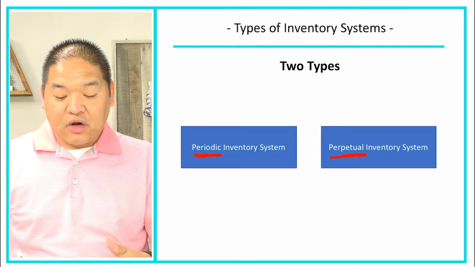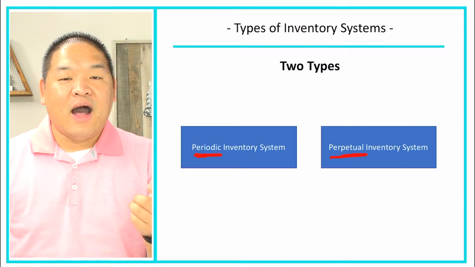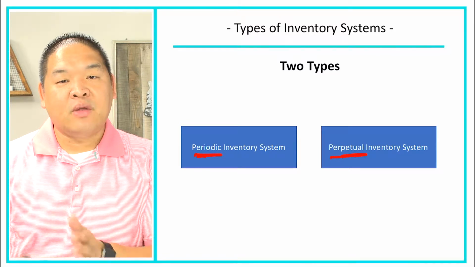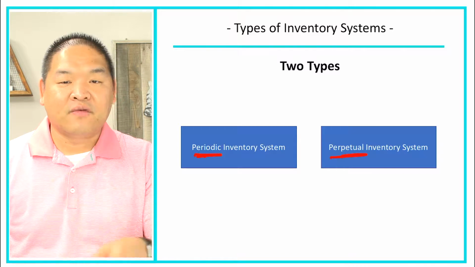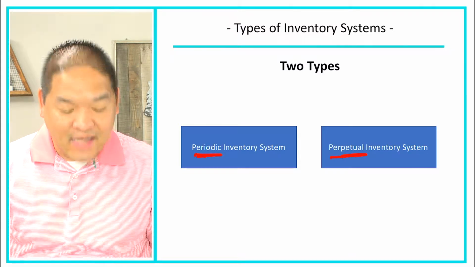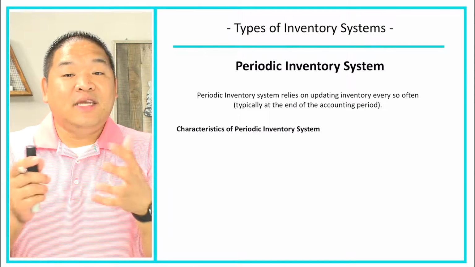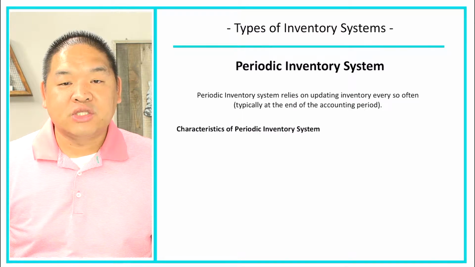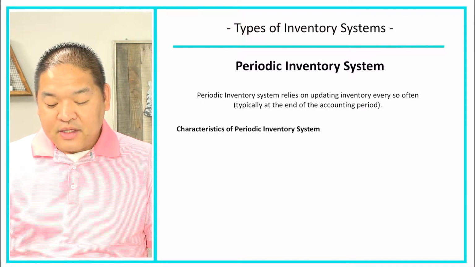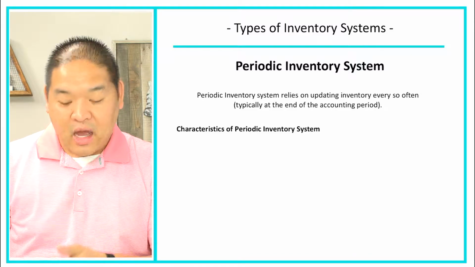So if you notice here, our two types of inventory system are one called periodic that is updated every so often, and then we have perpetual, which is updated every single time, and specifically every time we have a sale. Now, let's talk about each one a little bit deeper. Let's start with the easier one, which is the periodic inventory system. This relies on updating inventory every so often, typically at the end of an accounting period.